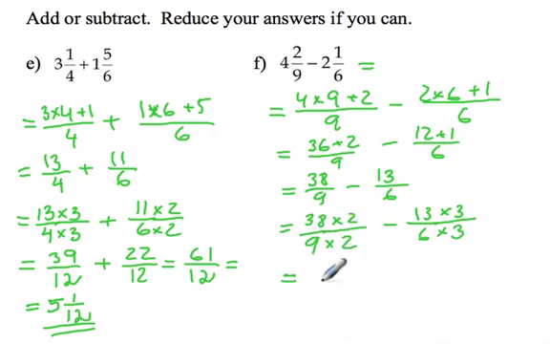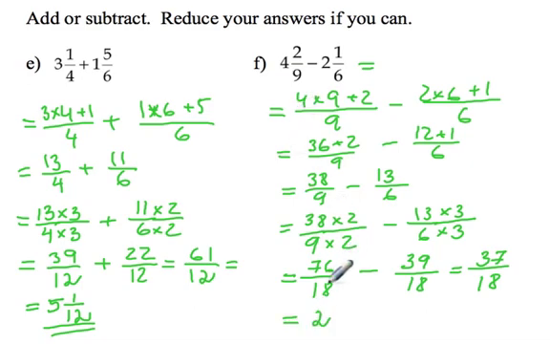So 38 times 2 is 76 eighteenths, take away 39 eighteenths, and that equals 37 eighteenths. Now, how many full times does 18 fit into 37? And that's twice. 2 times 18 is 36. So the answer is 2 and 1 eighteenth.